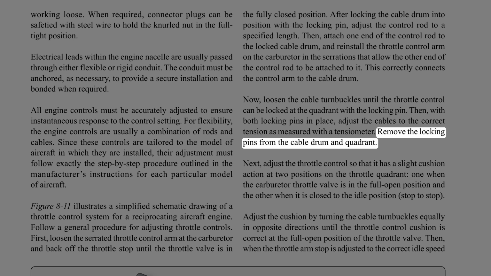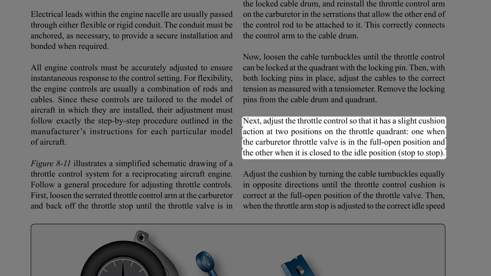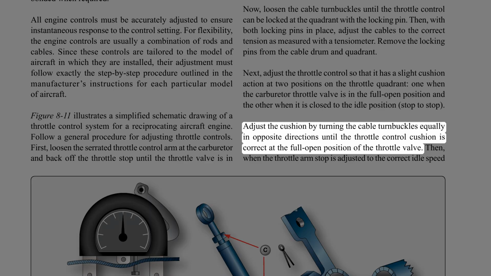Remove the locking pins from the cable drum and quadrant. Next, adjust the throttle control so that it has a slight cushion action at two positions on the throttle quadrant: one when the carburetor throttle valve is in the full open position and the other when it is closed to the idle position, stop to stop. Adjust the cushion by turning the cable turnbuckles equally in opposite directions until the throttle control cushion is correct at the full open position of the throttle valve.